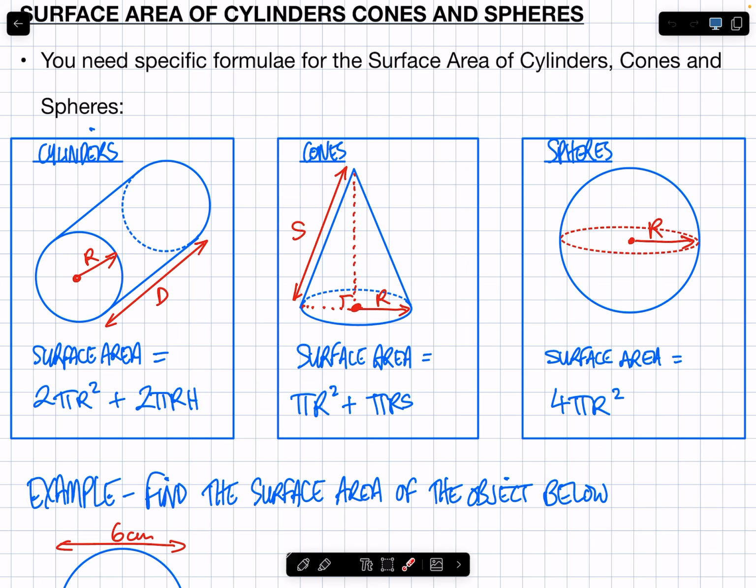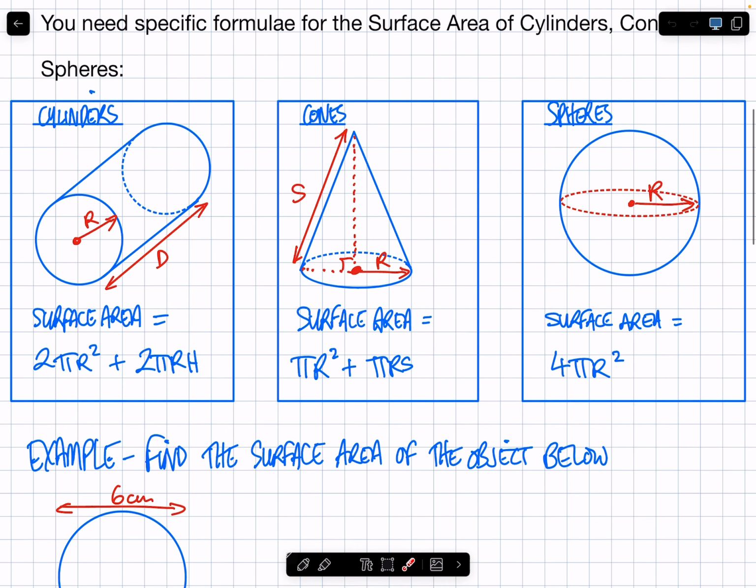But if it's got curved surfaces, like a cylinder, that's curved, the little tube part. If it's a cone, that's curved. And a sphere, the most curved, you just have to have the formula. You don't get a test on this, so you don't need this on your cheat sheet, but you should have it in your notes. So, some quiet please. The cylinder.